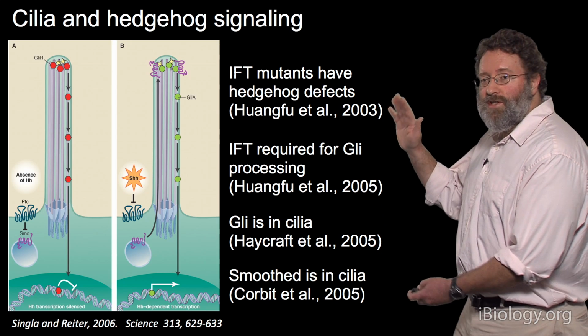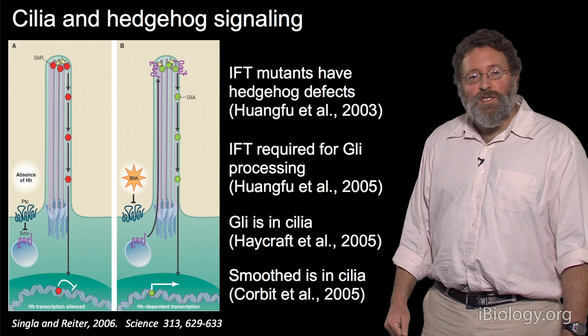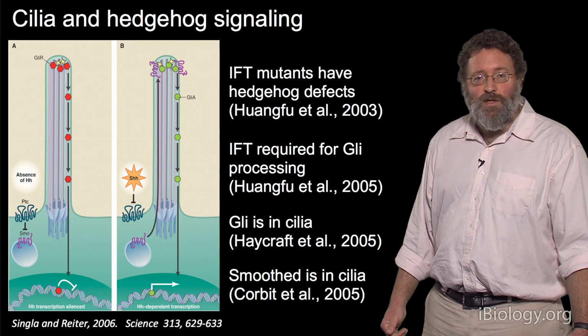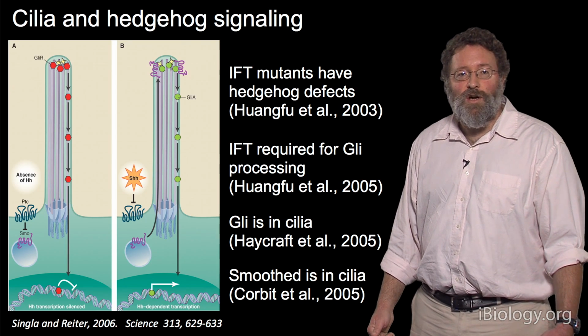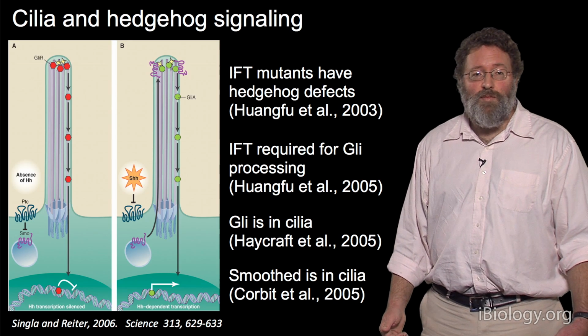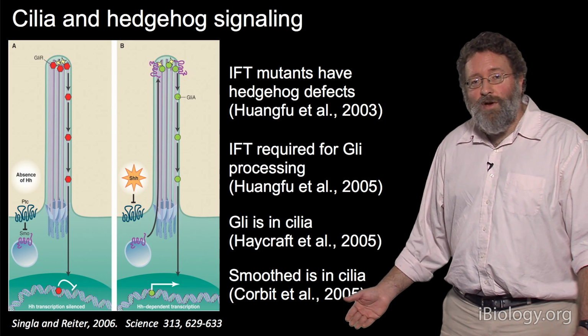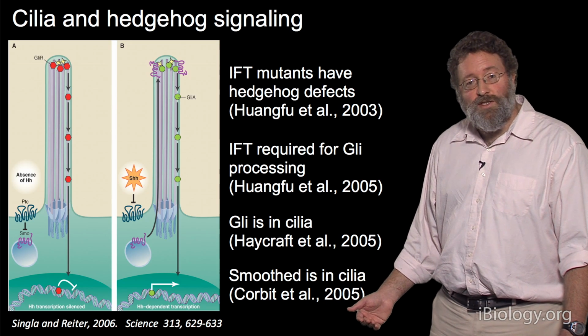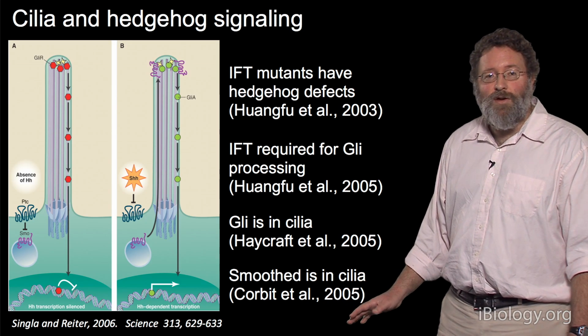And a number of studies shown here have found that various components of this Hedgehog signaling pathway are either localized within the cilium or are influenced by events that occur within the cilium. So the idea is that when you have ciliary defects, for example, in IFT mutants, not only will you have kidney problems, you'll also have problems developing tissues that require Hedgehog signaling, such as limb buds, and that's how you get polydactyly.